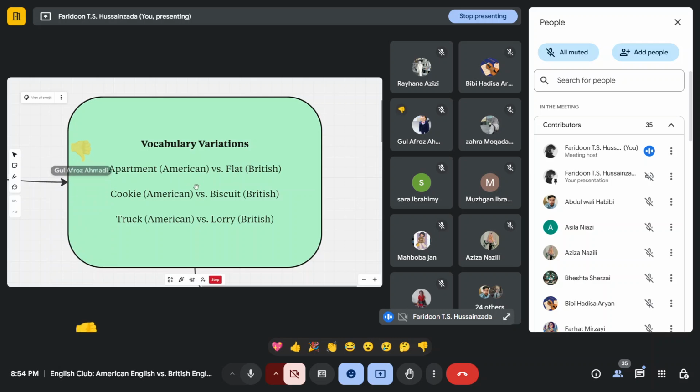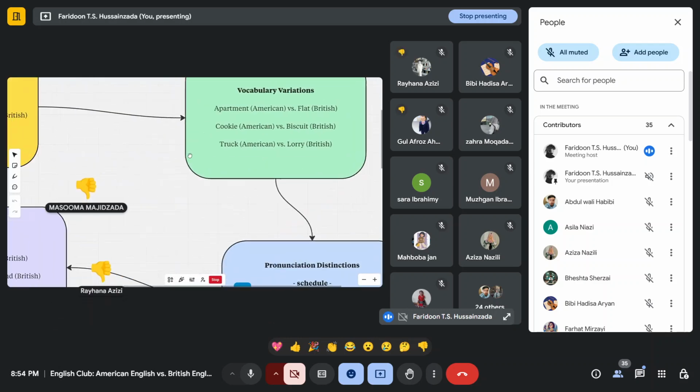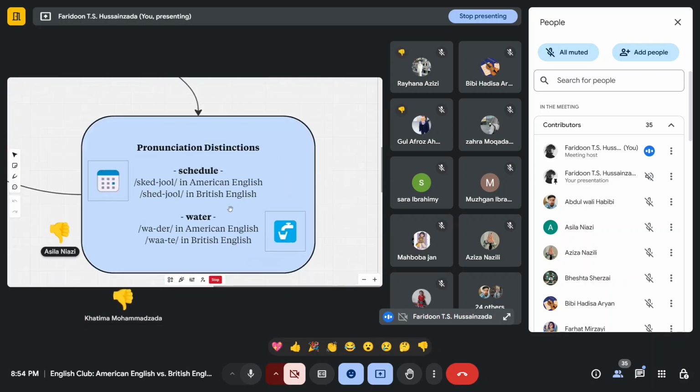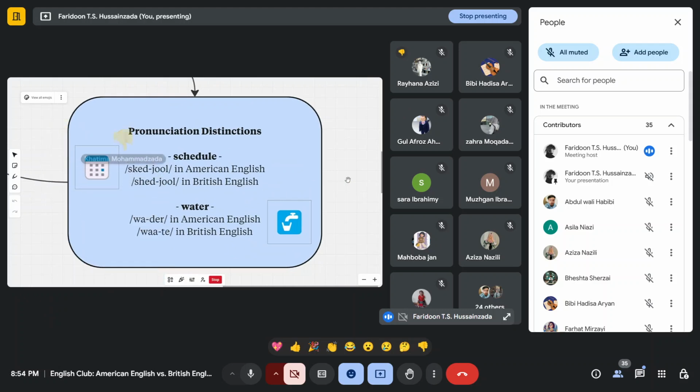Okay. So let's continue, guys. Let's go to the next one. Where's the next one? Okay, this is the next one. The next one is pronunciation distinctions, or differences in how they speak. Now, I did mention that I'm going to talk about the difference in dialect and accent as well. So let me do that quickly. I'm going to put a sticky note here.